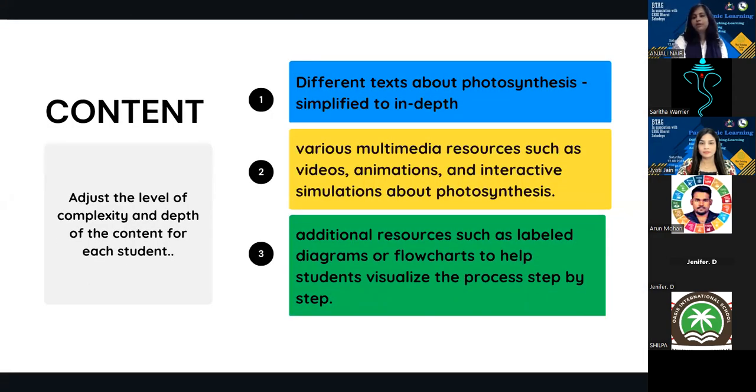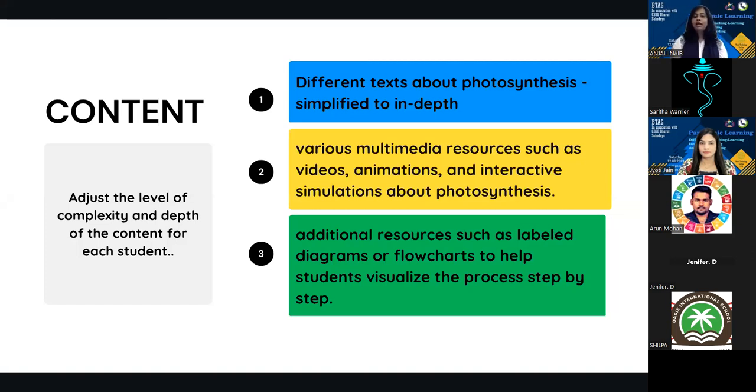So how will you differentiate the content? You can have different texts about photosynthesis, some simplified texts, and some texts that are in-depth. So based on the child's need in your class, you can give them different texts. It's not that we are giving them just one textbook and they all have to read that textbook. NCERT is compulsory, they have to read, but you can simplify the content for some students of your class who need special care. You can use various multimedia resources, a lot of videos, animations, and interactive simulations in the class to explain the concept. So a lot of resources need to be used in the classroom, apart from the textbooks that you're using.